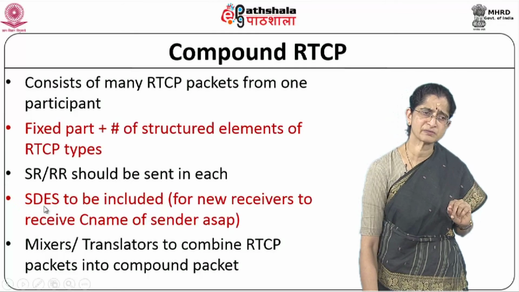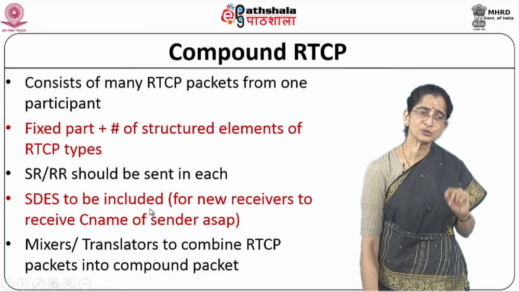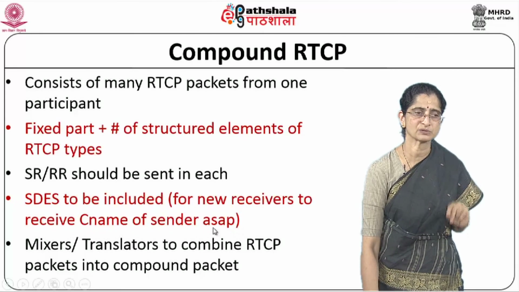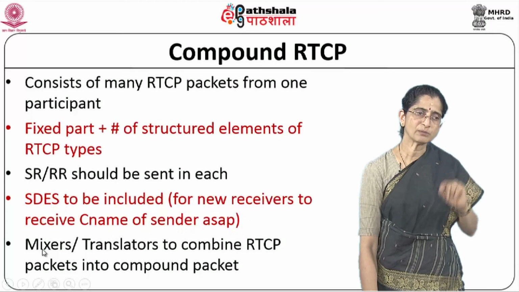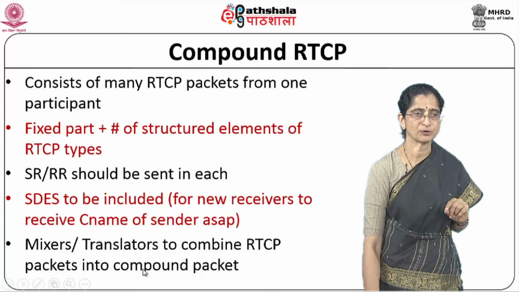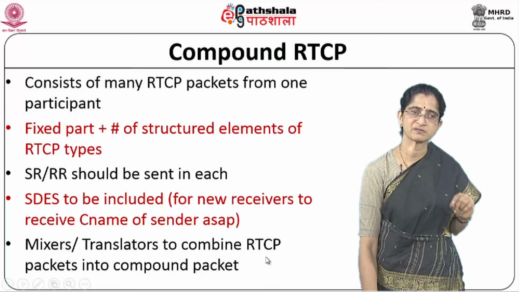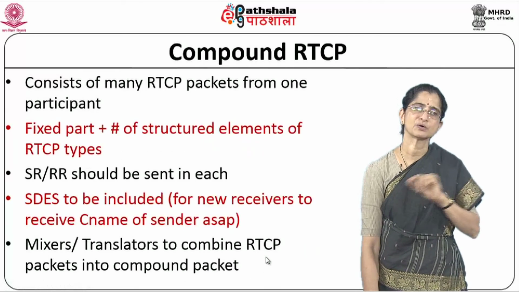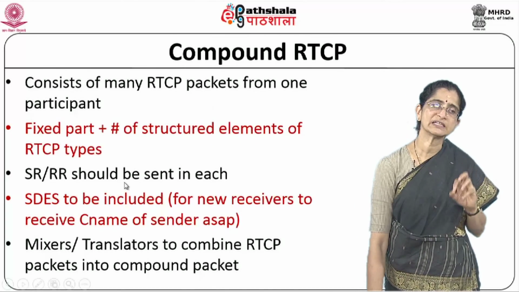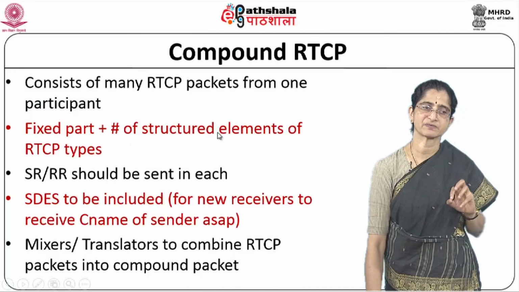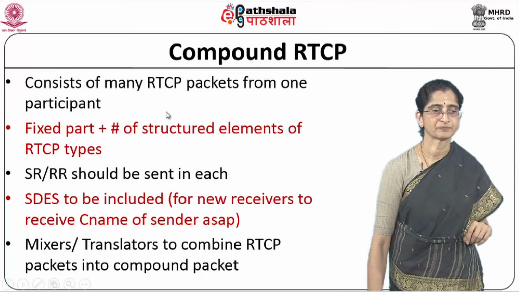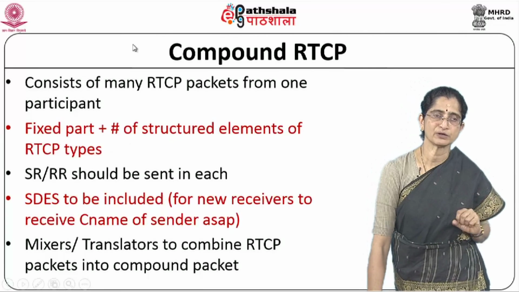Now, why should the SDES information always be included? This is for new receivers to receive the CNAME of the sender as soon as possible. That is why it will be included. And normally mixers or translators will combine RTCP packets into compound packets. They take information from various sources, and when they send out a single mixed RTP packet, similarly they will also take different RTCP packets from these different sources and send them as a combined RTCP packet. That is how the compounding of RTCP will be done.